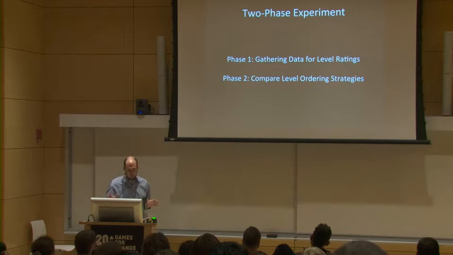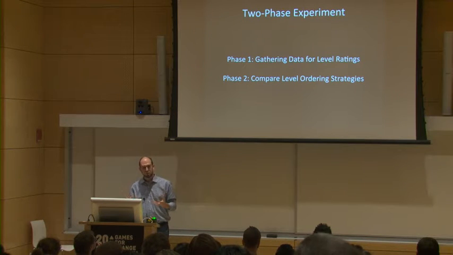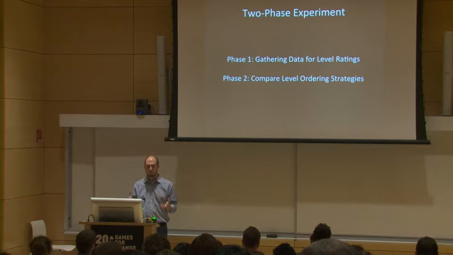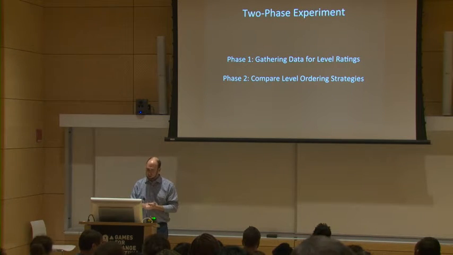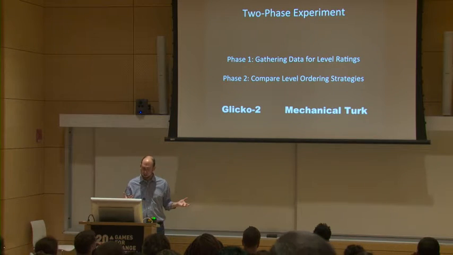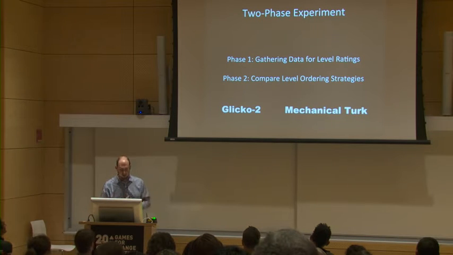And to look at this, we ran a two-phase experiment where first we gathered a bunch of data on players playing the levels to generate level ratings based on the rating system. And then we compared different level ordering strategies, or different ways of adapting the progression essentially to players as they played the game. And we used the Glicko-2 player rating system, which is similar in a lot of ways to ELO, but has a few more parameters in the model.